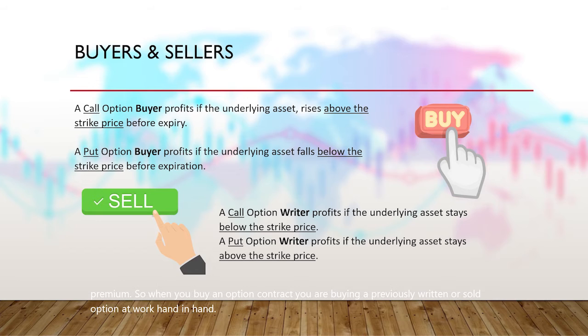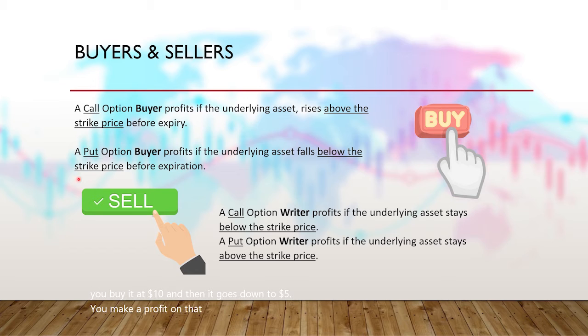So, buyers and sellers. A call option buyer profits if the underlying asset rises above the strike price. You buy it with a strike price of $10, and it rises up to $15. Then you make a profit there. A put option buyer profits if the underlying asset falls below the strike price. You want the price to go down, so you buy it at $10 and then it goes down to $5. You make a profit on that side.